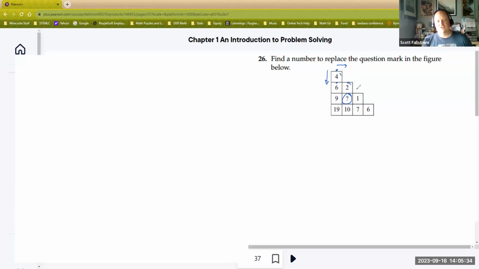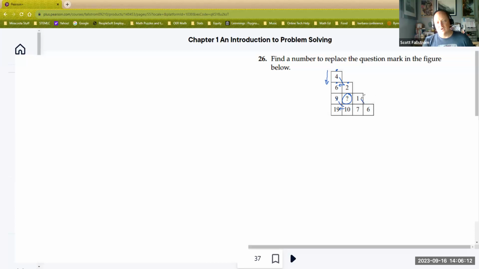Let's see here, 4, then 2, then 1, then 6. I don't see a connection on the diagonals. Maybe like here, 9 and 10 are kind of on a diagonal and they're right next to 19. So maybe there's a connection like that. Do you see what I'm saying? How the 9 and the 10 get me to 19. So maybe it's like a down and over addition. Let's check it. 4 plus 2 gets me to 6. Okay, that kind of works.